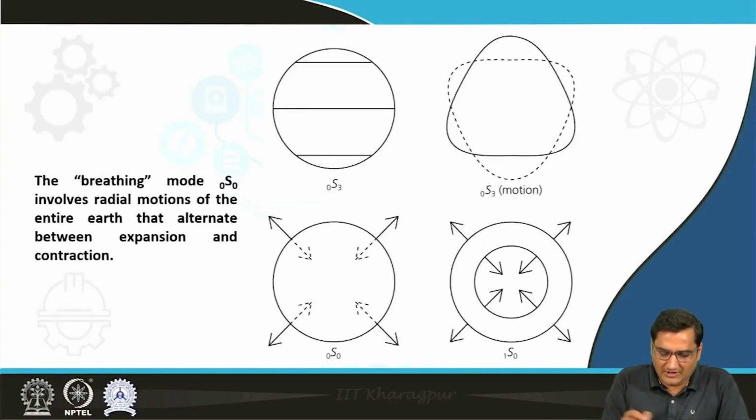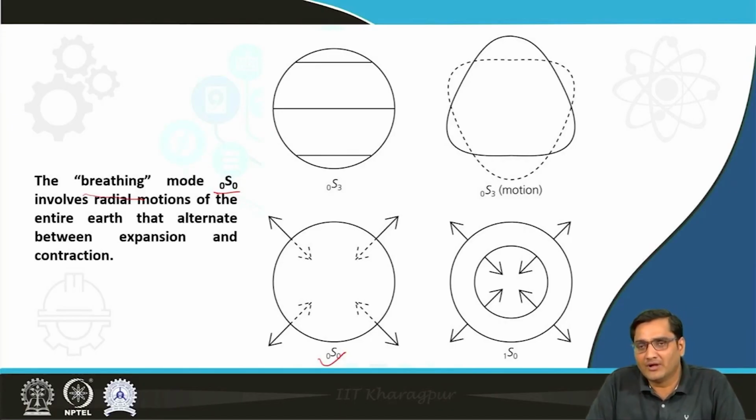Now let's see, this is the breathing mode here, which is represented by 0S0, which involves the radial motions of the entire earth that alternate between expansion and contraction. And 0S0 is this mode, which, as I said, is also known as the breathing mode, and it may look something like that: the entire earth is expanding at one time, at another time it is contracting, and it can be represented something like this.